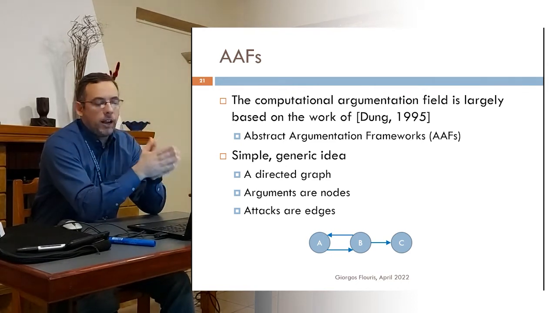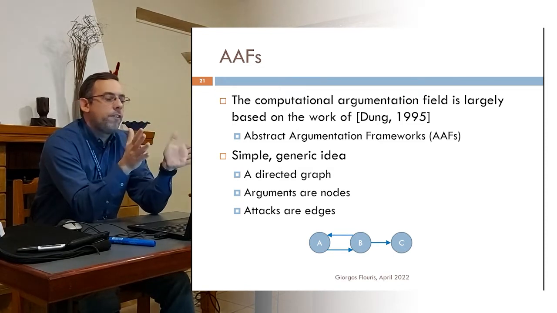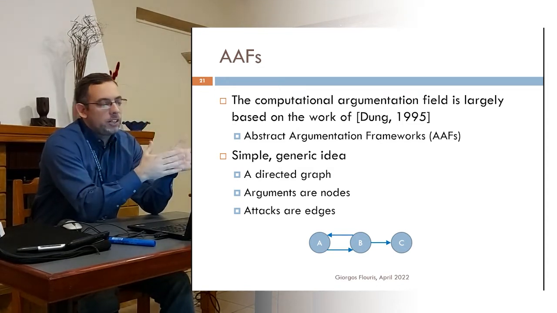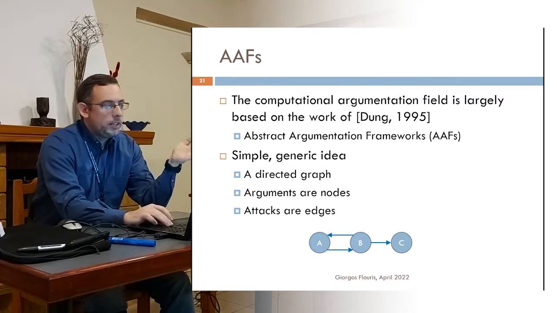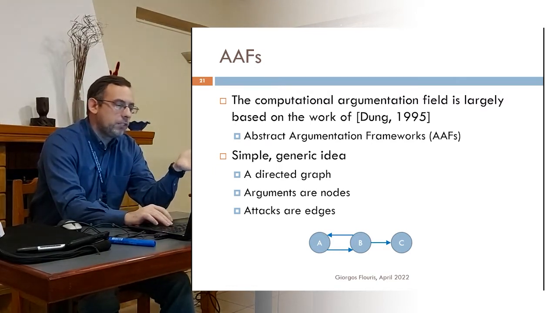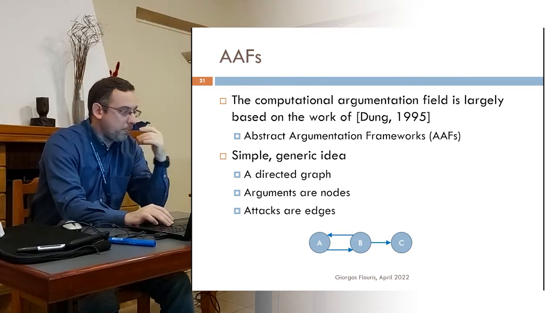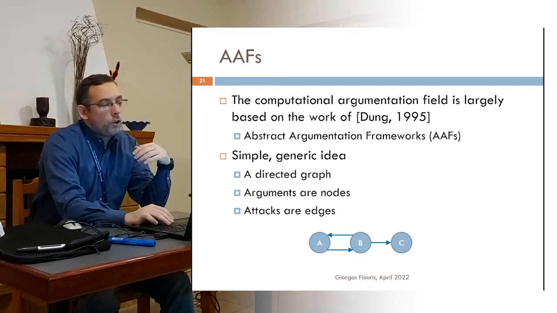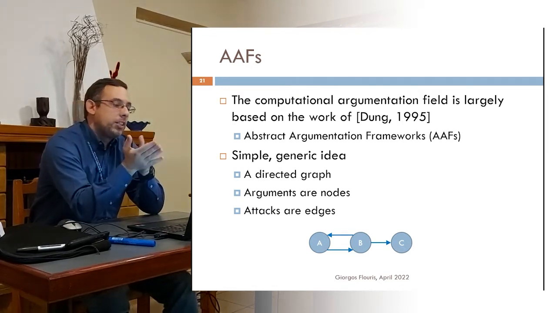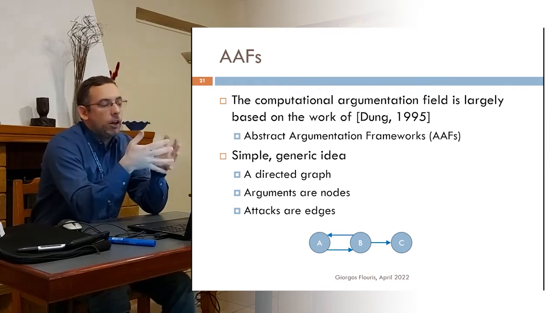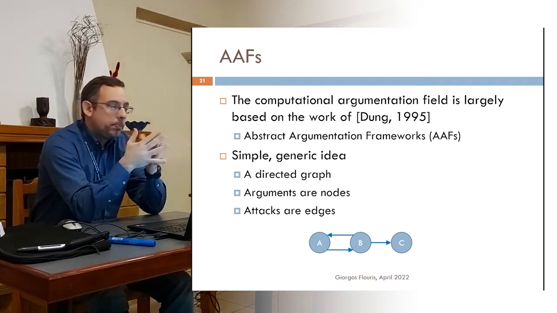The nodes are the arguments. The edges are the attacks between them. And if you give me that, that's enough for me to decide which arguments are accepted, which arguments are rejected, and so on and so forth. This very simple idea was very successful and led to the emergence of the new field. Of course, then the question is, how do you decide which arguments are accepted and which arguments are rejected? The idea of Dung was that we have this notion of defense.